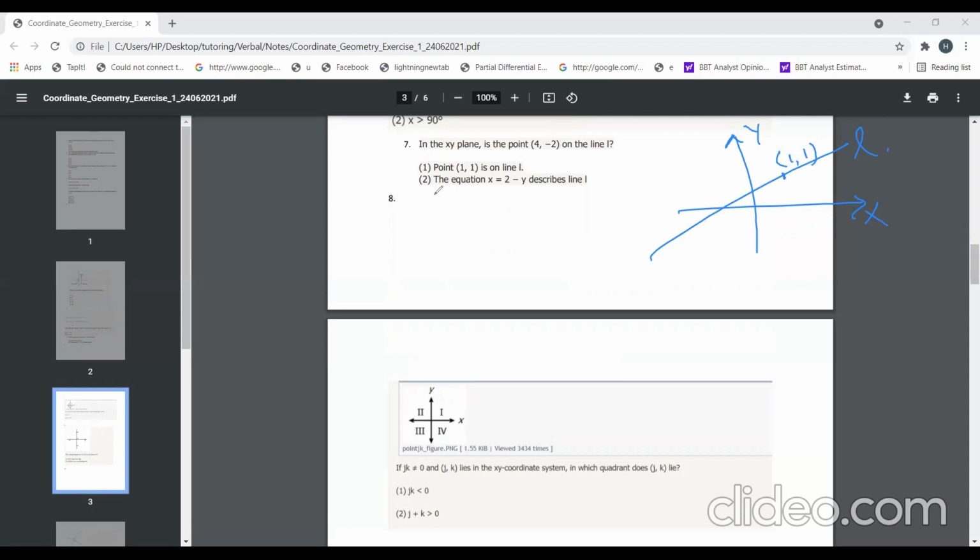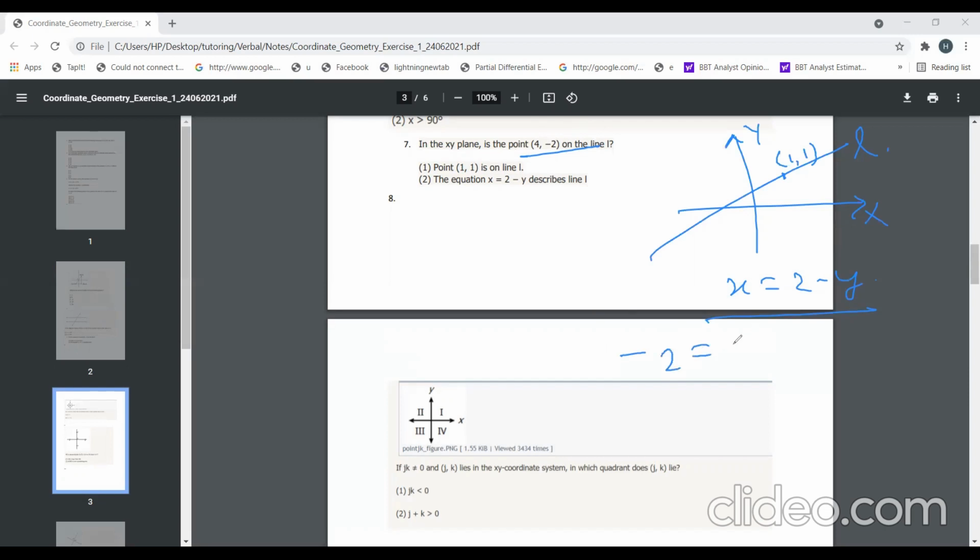Another piece of information that is given is the equation X is equal to 2 minus Y describes the line. So basically, we have been given the equation of the line. What is the question? Is the point (4, -2) on the line? This point should verify the equation. Exactly. If this point lies on this line, then the coordinates of this point should satisfy the equation of this line. So let's try to substitute the values.